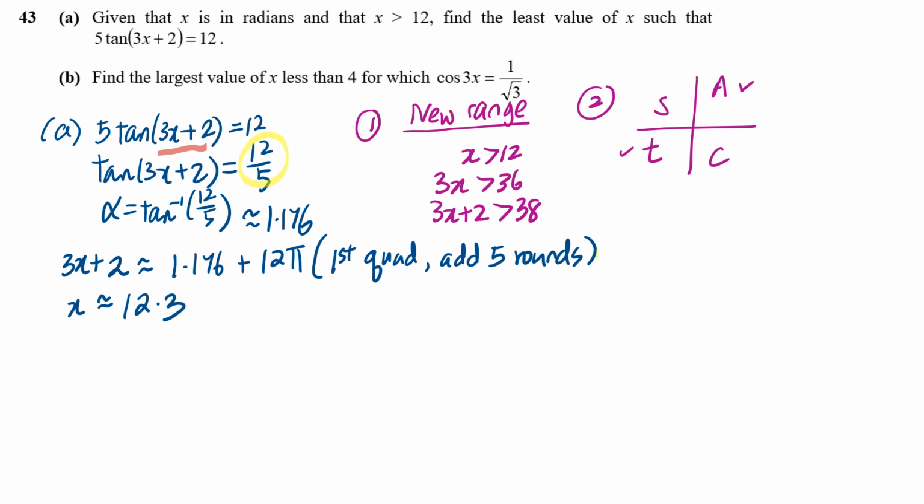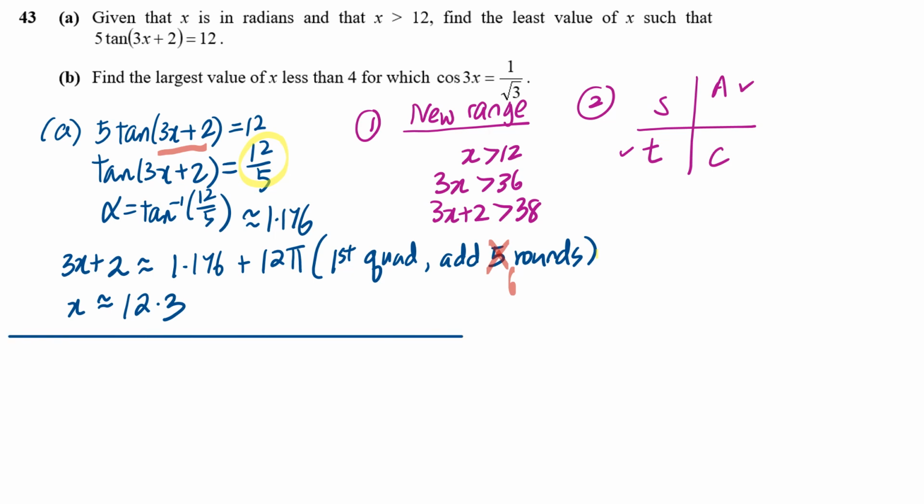1.176 plus, you have to count how many rounds, so that you will have more than 38. So in this case here, 12 pi is actually 6 rounds, it's not 5 rounds. Because 1 round is 2 pi, right? 1 unit circle is 2 pi. So 6 times 2 gives you 12 pi. So 1.176 plus 12 pi, if you use a calculator to work out, it's more than 38. I think it's 39 point something. All right, then you minus 2 divided by 3 will give you the least value of x to be 12.3. Okay, if you don't quite understand this one, you have to look at the video a few times because this is a bit tricky.